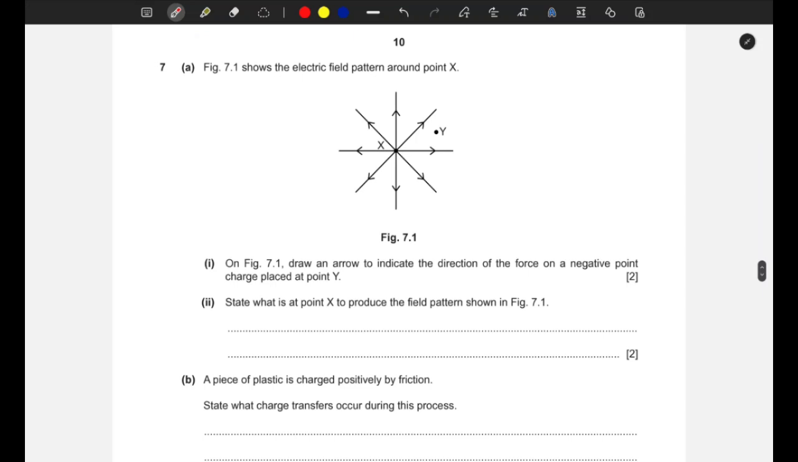Question 7a. Figure 7.1 shows the electric field pattern around point X. So this is a diagram. On figure 7.1, draw an arrow to indicate the direction of the force on a negative point charge placed at point Y. So a negative point charge is placed at Y, and now we have to draw the arrow.